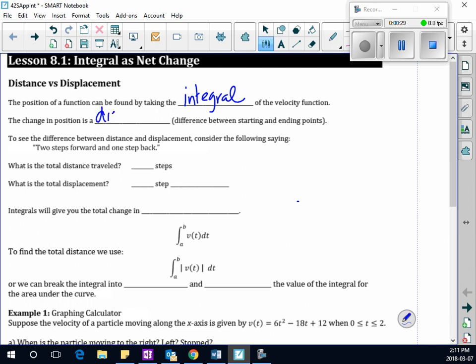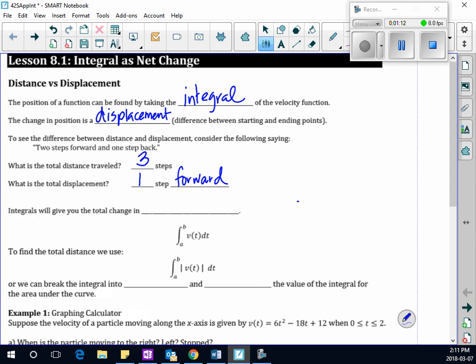Displacement. Okay, so here's some terminology that you really have to know: the difference between displacement and actual distance. Displacement is the difference between the starting point and the ending point. To distinguish between distance and displacement, if I say 2 steps forward, 1 step back, what's the total distance traveled? Does everybody say it's 3 steps? But the total displacement is 1 step forward. Do you understand the difference now?